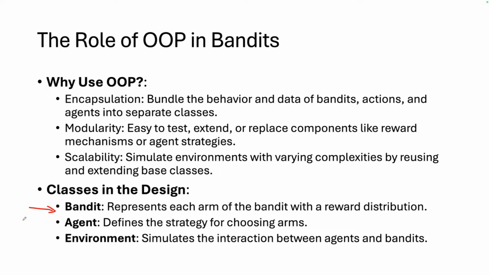There is something called a bandit class, an agent class, and an environment class. So we talked about the bandits, the slot machines. So the bandit is your slot machine class. It represents your slot machine and each arm of the bandit in the reward distribution. So you've got your slot machine, and how many times have you called that slot machine, and how many times have you gotten rewards from that?